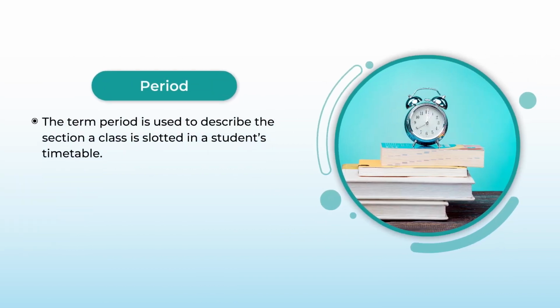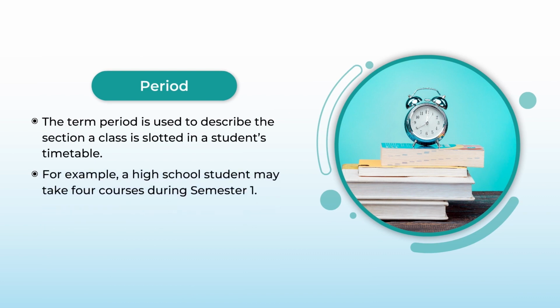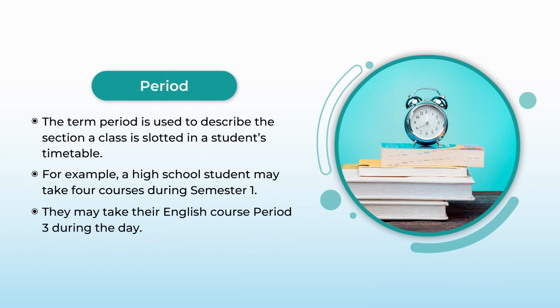The term period describes the section a class is slotted in a student's timetable. For example, a high school student may take 4 courses during semester 1. They may take their English course period 3 during the day.